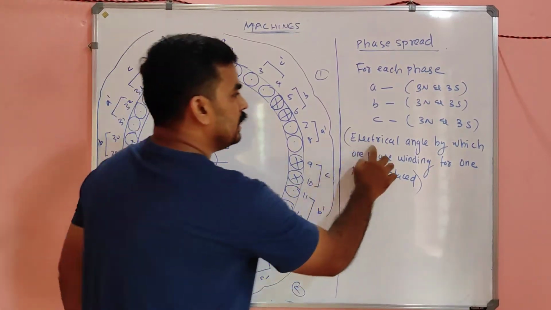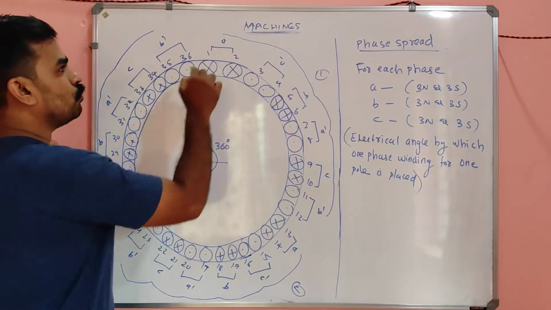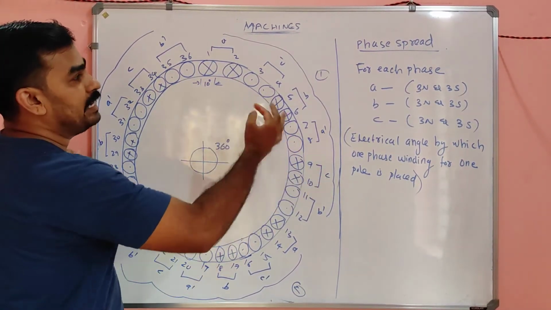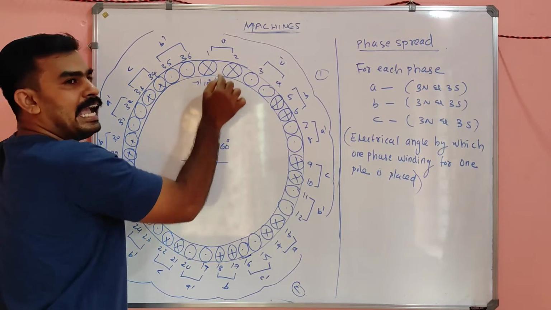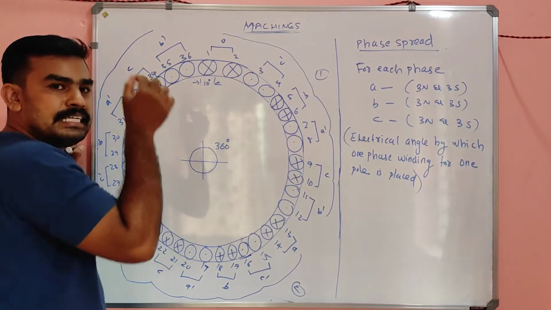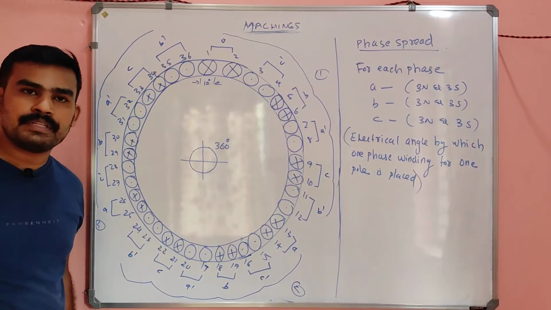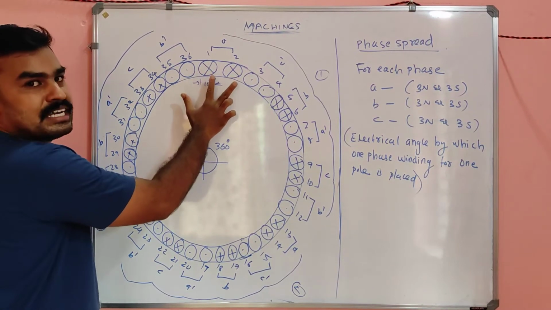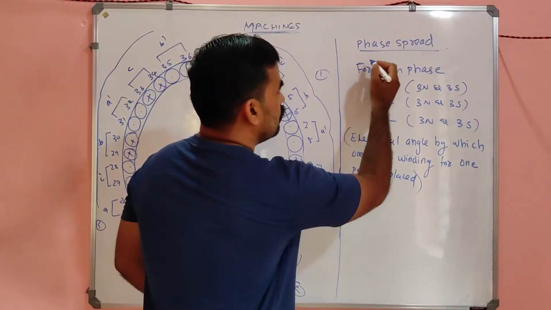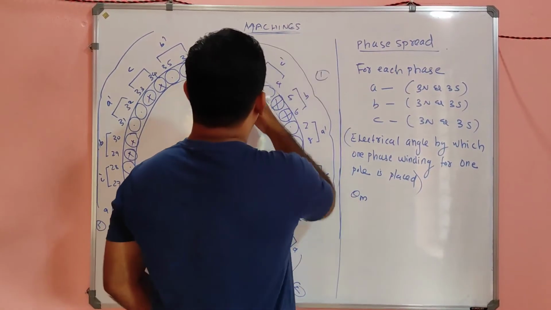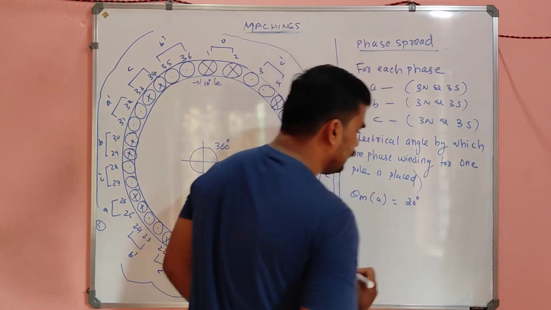That means the electrical angle by which one phase winding, for one phase, is placed under one pole. One phase winding means the A phase. So starting from the start of phase A, how many slots does it cover? That's the phase spread. It covers 2 slots. Mechanical degree means 10 degree plus 10 degree, 20 degree. So phase spread means theta mechanical of phase A, which is 20 degree.